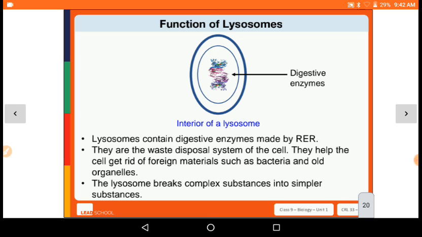What is the function of lysosome? Lysosome contains digestive enzymes made by rough endoplasmic reticulum.